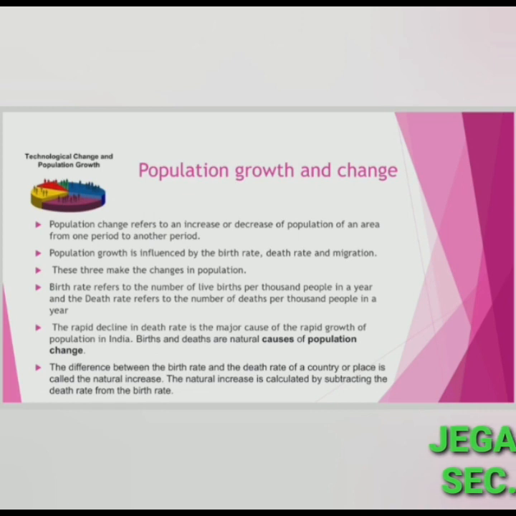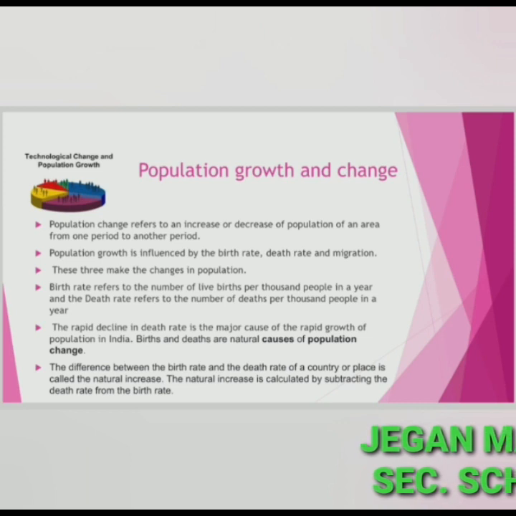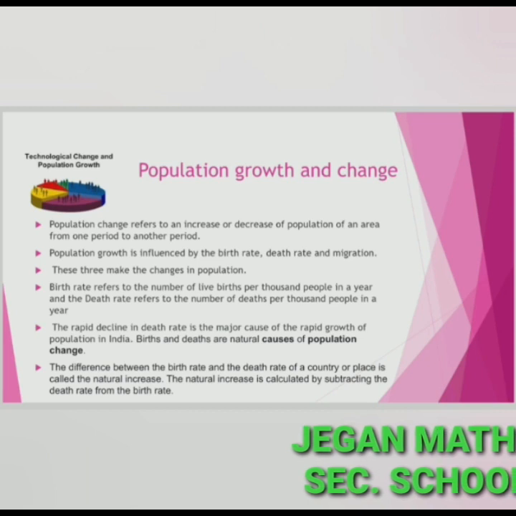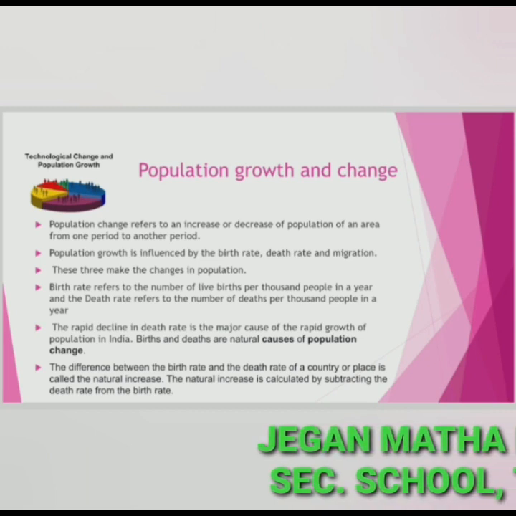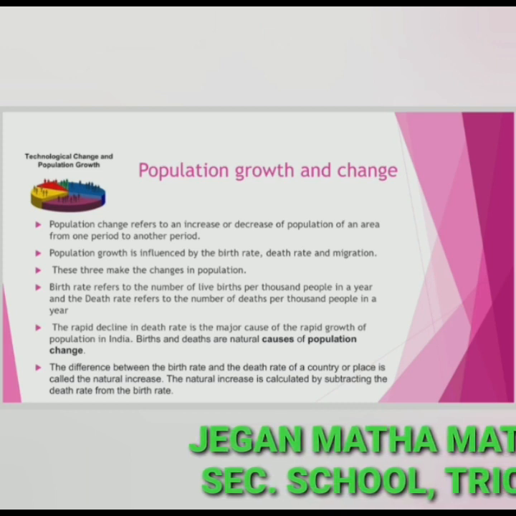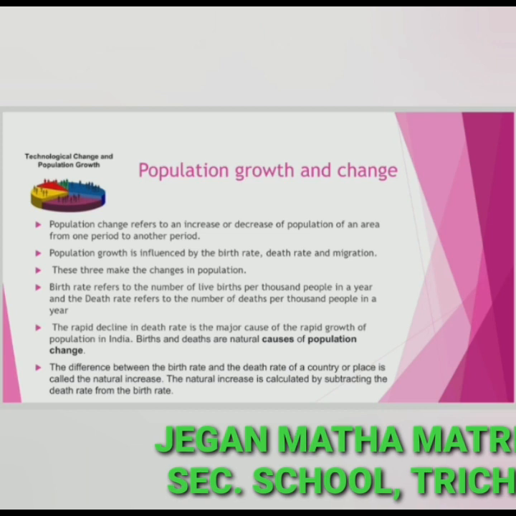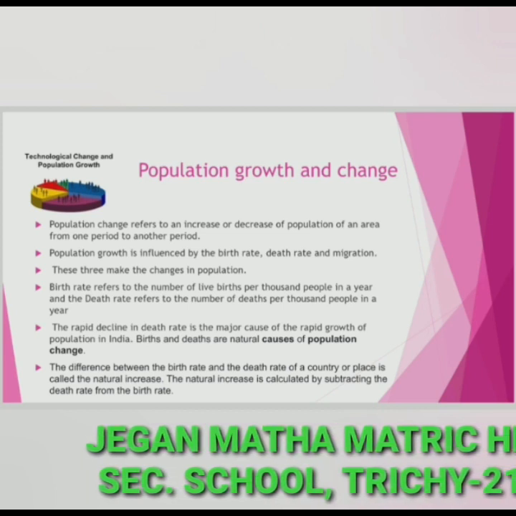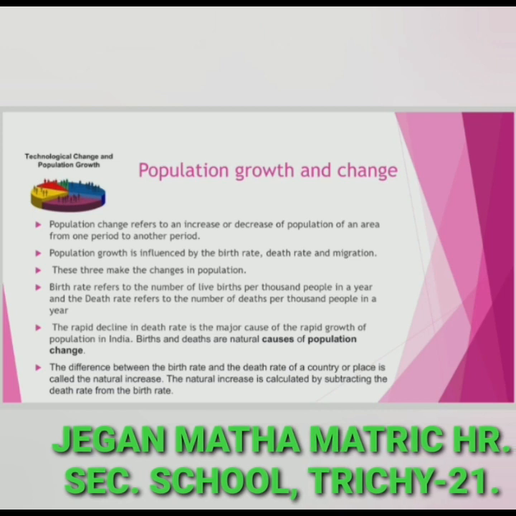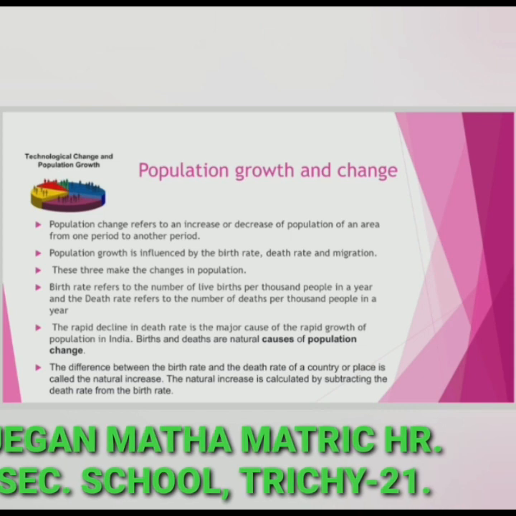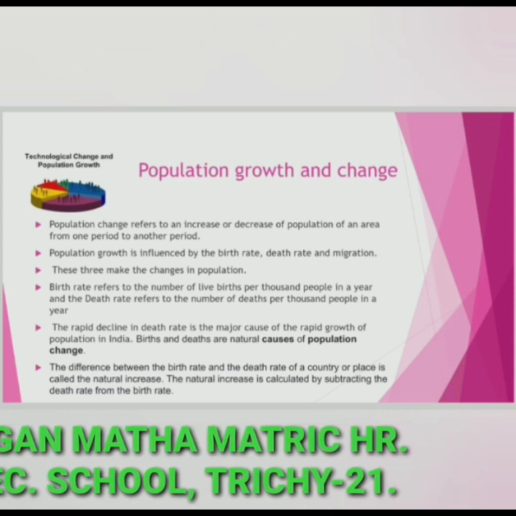Population growth and change. Population change refers to an increase or decrease of population of an area from one period to another period. Population growth is influenced by the birth rate, death rate, and migration. These three make the changes in population. Birth rate refers to the number of live births per 1,000 people in the year, and the death rate refers to the number of deaths per 1,000 people in a year.